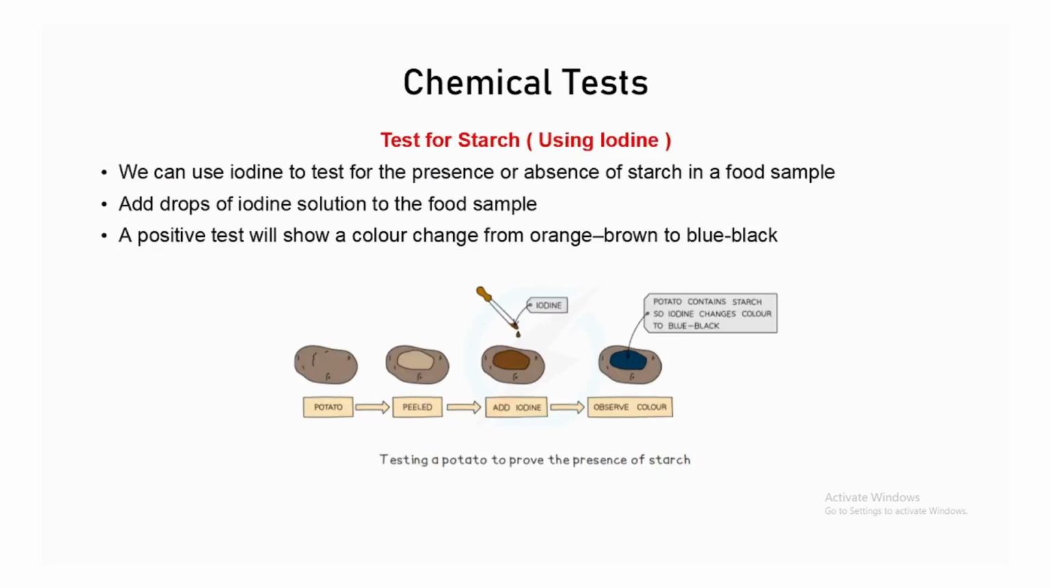Test for starch using iodine. We can use iodine to test for the presence or absence of starch in the food sample. Add drops of iodine solution to the food sample. A positive test will show a color change from orange-brown to blue-black. For example, the potato is tested for starch. It is peeled, and then we put some drops of iodine on it, and the potato contains starch, so the iodine changes color from brown to blue-black.